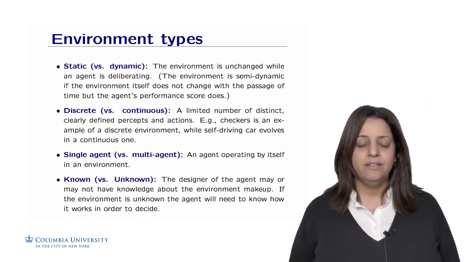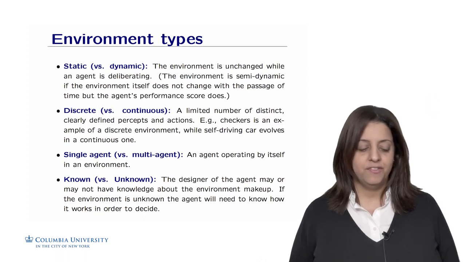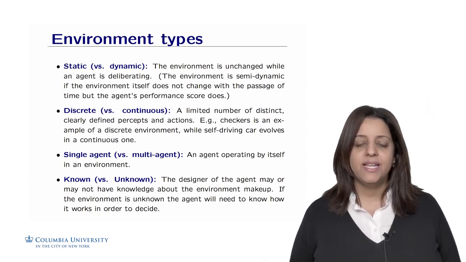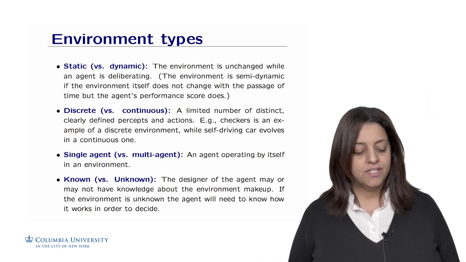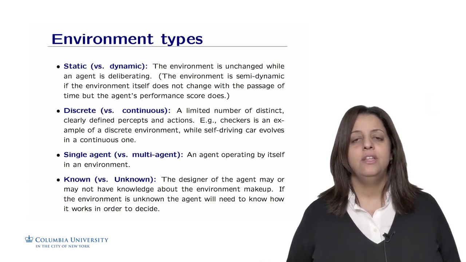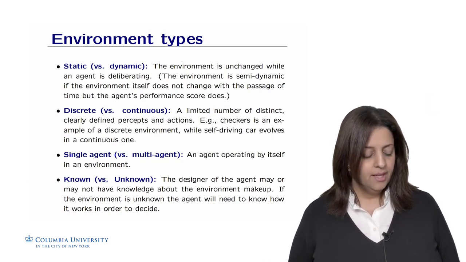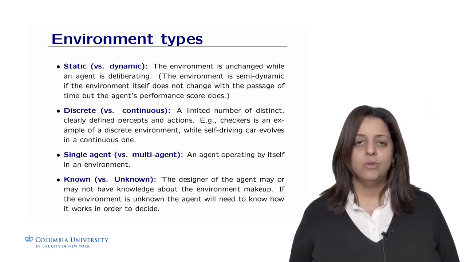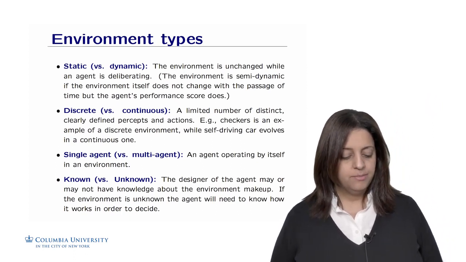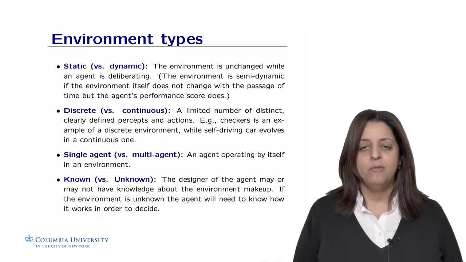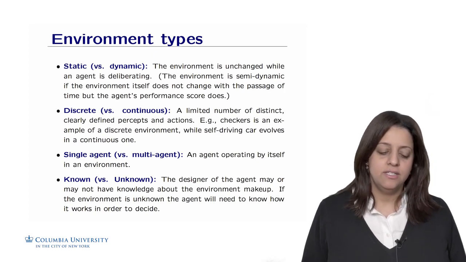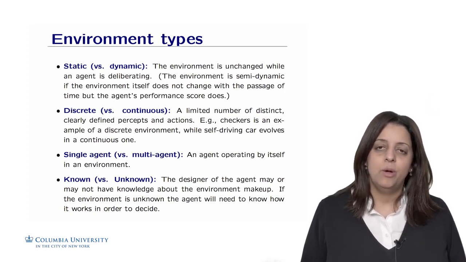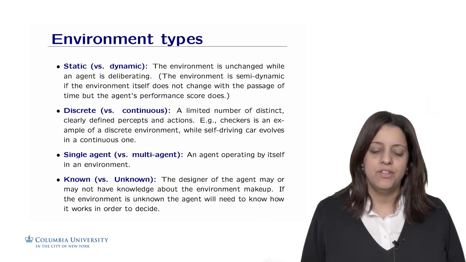An environment is discrete versus continuous depending on whether a limited number of distinct, clearly defined percepts and actions exist. For example, checkers is an example of a discrete environment, while a self-driving car involves a continuous one in terms of both the actions and also the time. We also talk about single agent versus multi-agent environments, depending on whether the agent is by itself or with other agents. In a single agent environment, an agent is operating by itself. There are no other agents operating there.